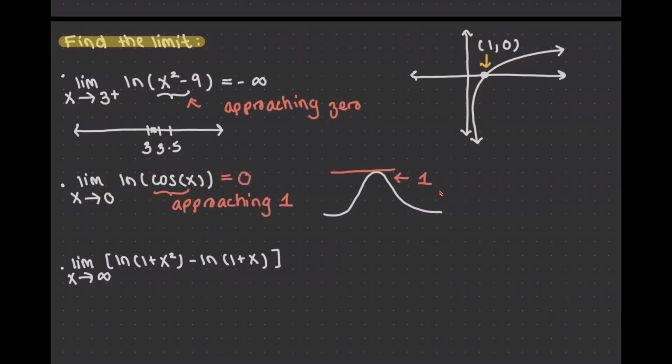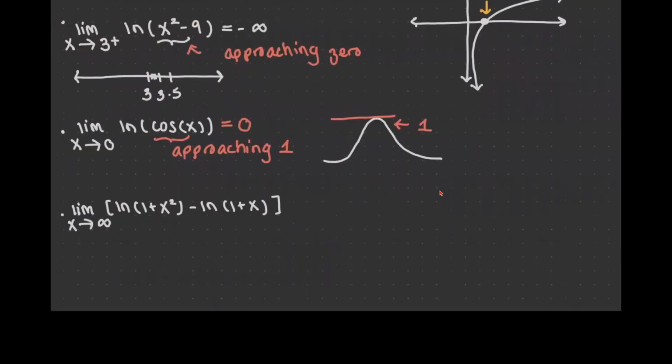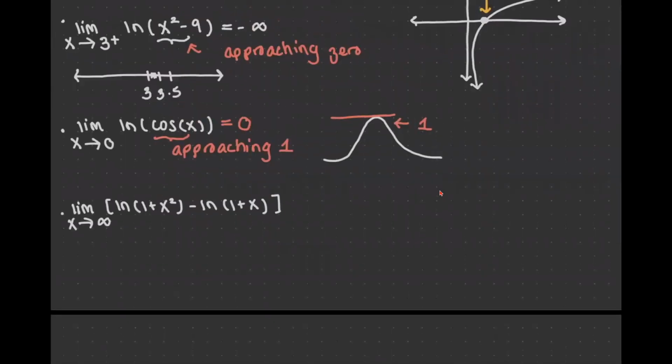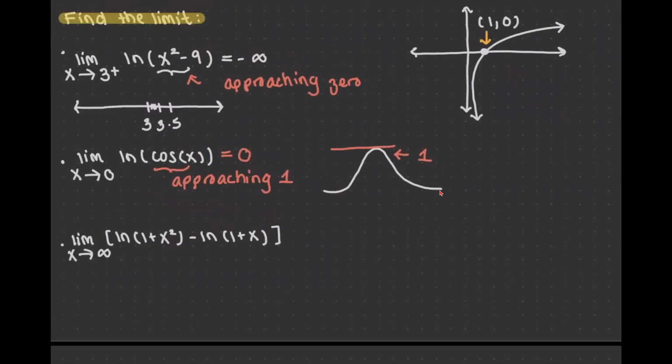Very good. And one last limit problem I'd like us to do. So we have ln of 1 plus x squared minus ln of 1 plus x. Well, as x goes to infinity, this is going to go to infinity, but this is also going to go to infinity, right? Thinking about this shape. So infinity minus infinity, don't know what that is. So let's do a little bit of manipulation.